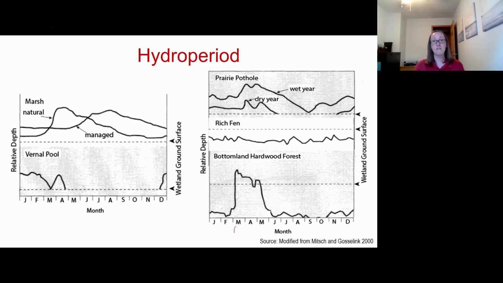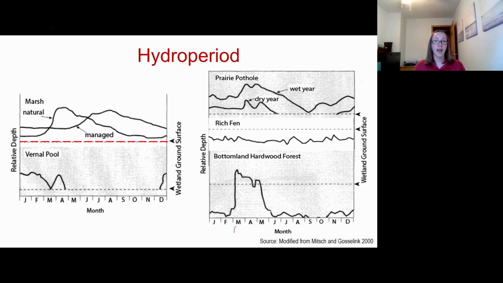Now, hydroperiods can vary greatly based on both wetland type as well as precipitation conditions during a given year. So here I have five examples of hydroperiods for a marsh, a vernal pool, a prairie pothole, a fen, and a bottomland hardwood forest. On these graphs, the x-axis represents time in months from January to December. The solid black line represents the relative depth of water in the wetland. And then the dashed line, which will show up in red, represents the wetland ground surface.